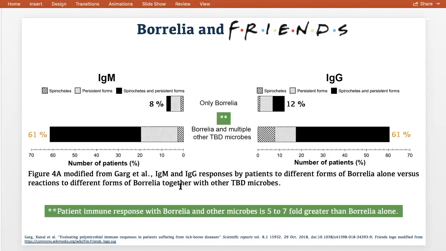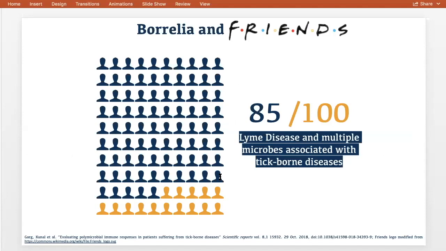So the difference between the patients responding to just Borrelia versus patients responding to Borrelia and multiple microbes is basically 7-fold greater. So if you were to take 100 Lyme disease patients at random, 85% of those patients would suffer from multiple microbes, is the key finding from the Tickplex validation.